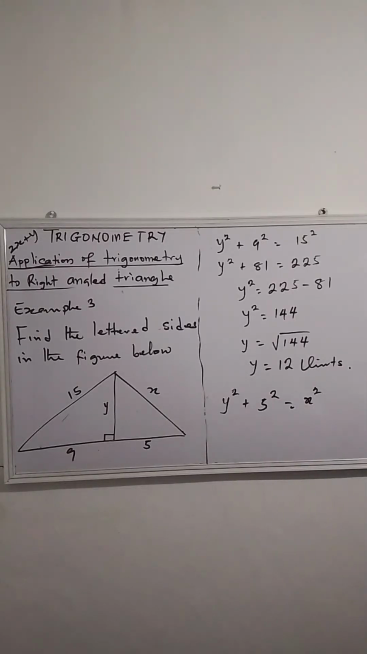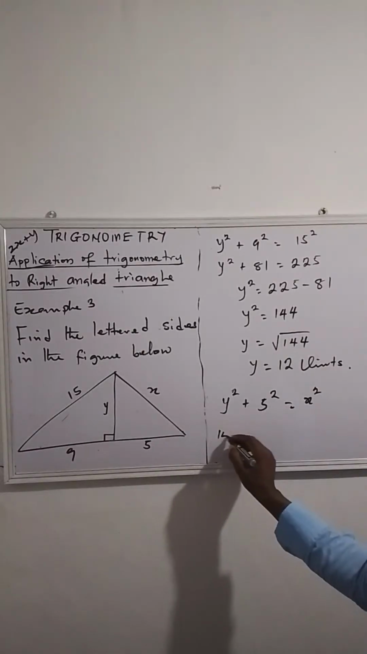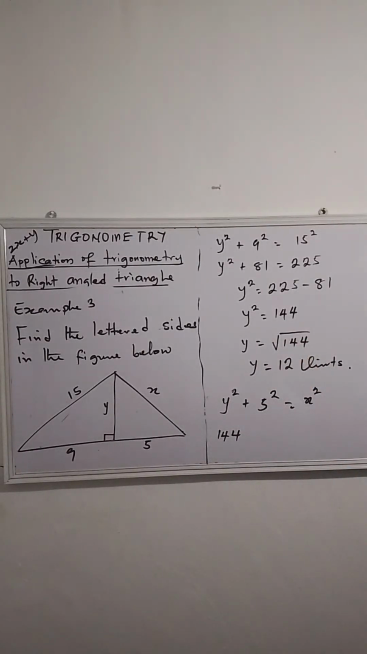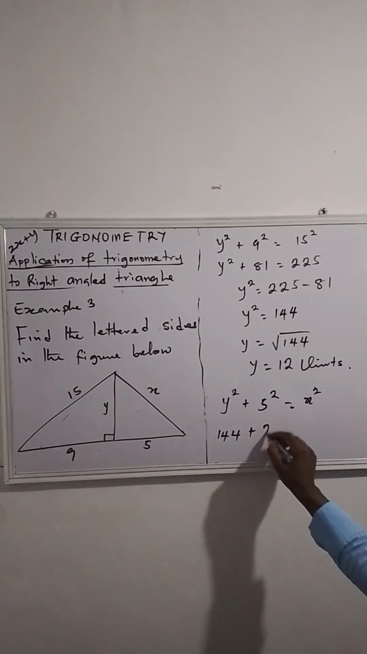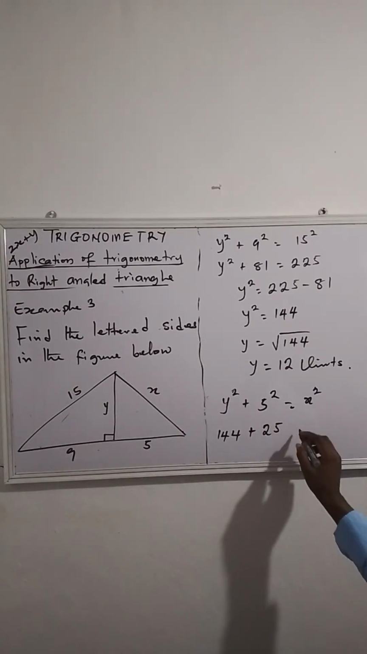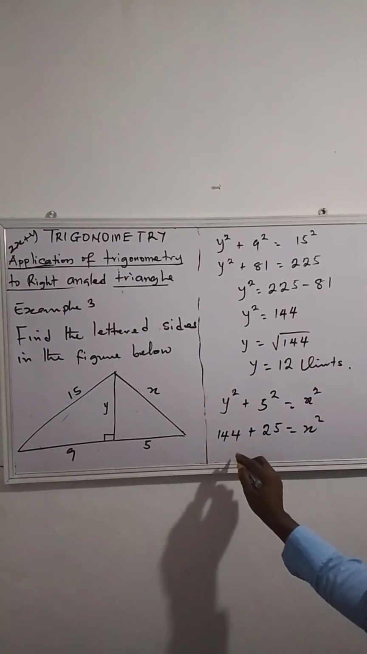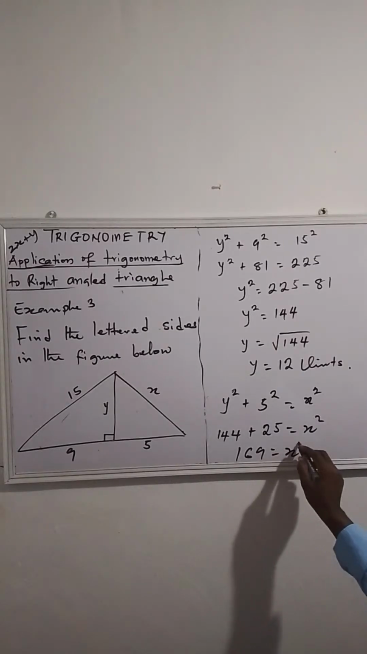Now y square, what is y square? 144. You already have that, so 144. Or better still, you can write 12 square, which is the same thing as 144, plus 5 square, which is 25, equals x squared. So when you add this and this together, you have 169 equals x squared.